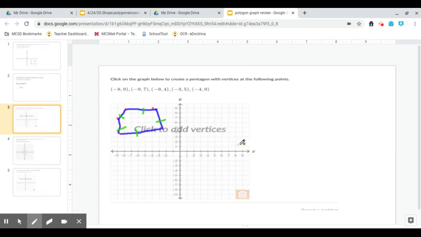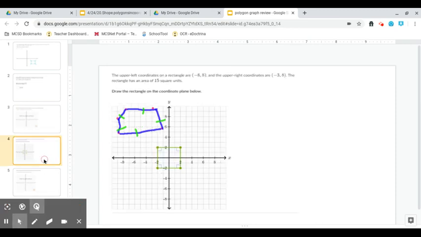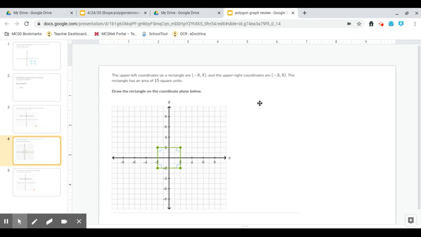That works. That's just graphing things like we've learned earlier in the year, connecting the dots to make the shapes. Remember to connect the dots in order when you do these. Okay, here's one that's similar to that, but a little bit different. It says the upper left coordinates of the rectangles are negative 8, 8, and the upper right coordinates are negative 3, 8. The rectangle has an area of 15.